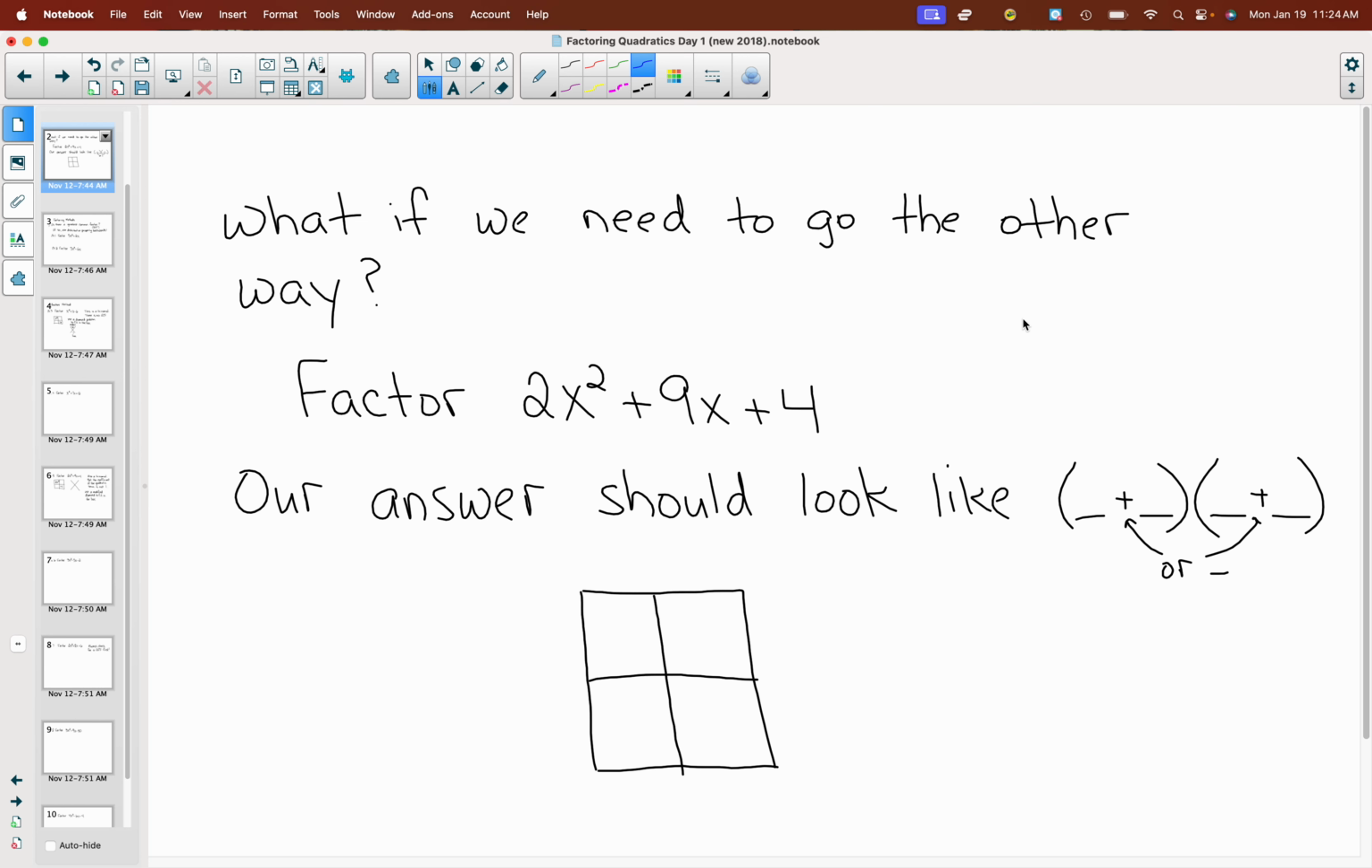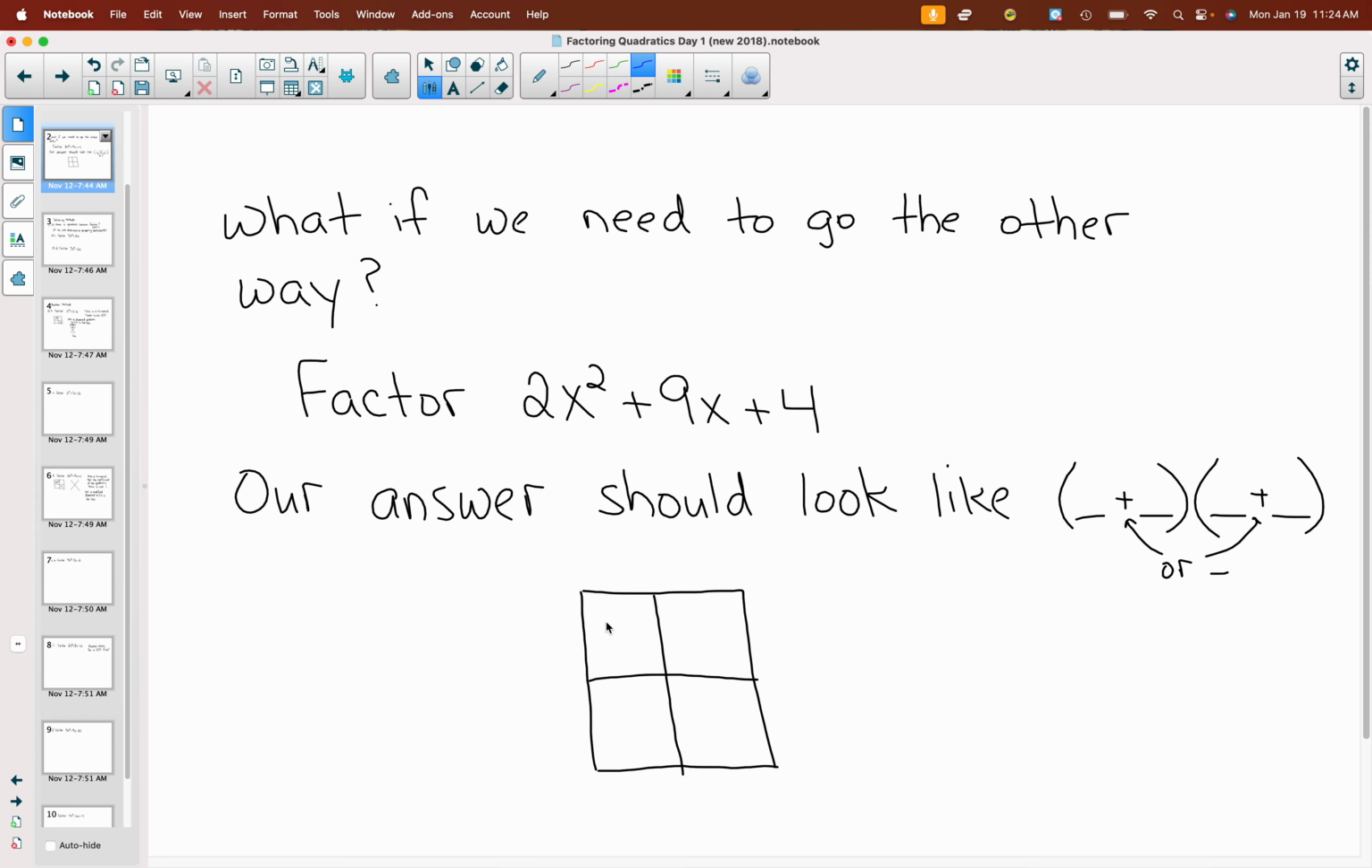So what if we need to go the other way? What if we needed to factor something like 2x squared plus 9x plus 4? And when I say factor, we need to make our answer look like this. This would be factored form. It could have a plus, it could have a minus, but we need to be able to factor it. And so we have to figure out what to do.